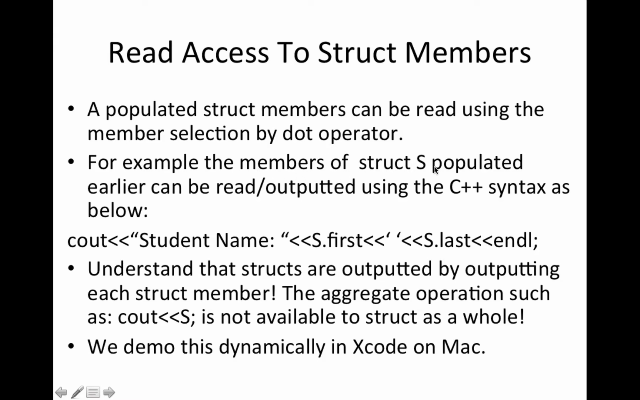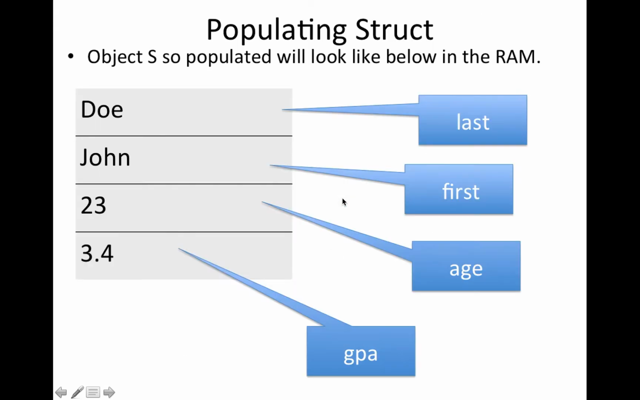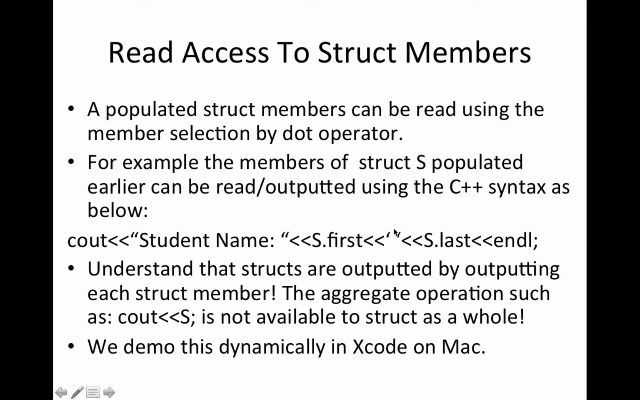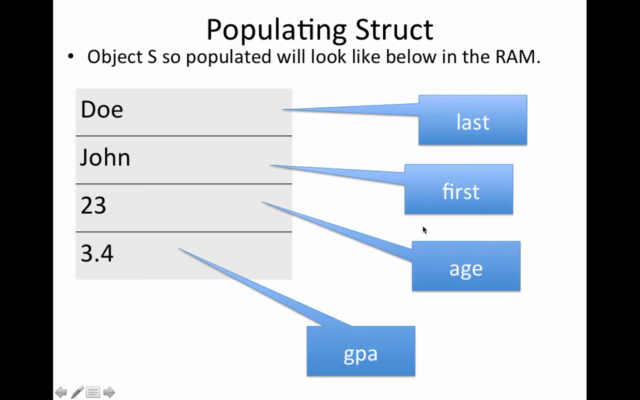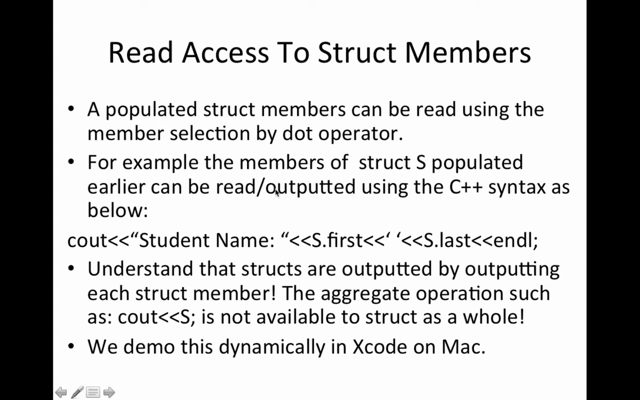So for example, a member of a struct S populated earlier can be read or outputted using C++ syntax like this one. Cout, student name, that's a literal string. Then S.first selects the first name. So basically, it's going to get access to John here, and it's going to output that. Then I have a blank space between first and last name. And then when I say S.last, I get access to the last name field, which was Doe. So then I print that. So it will print John Doe.